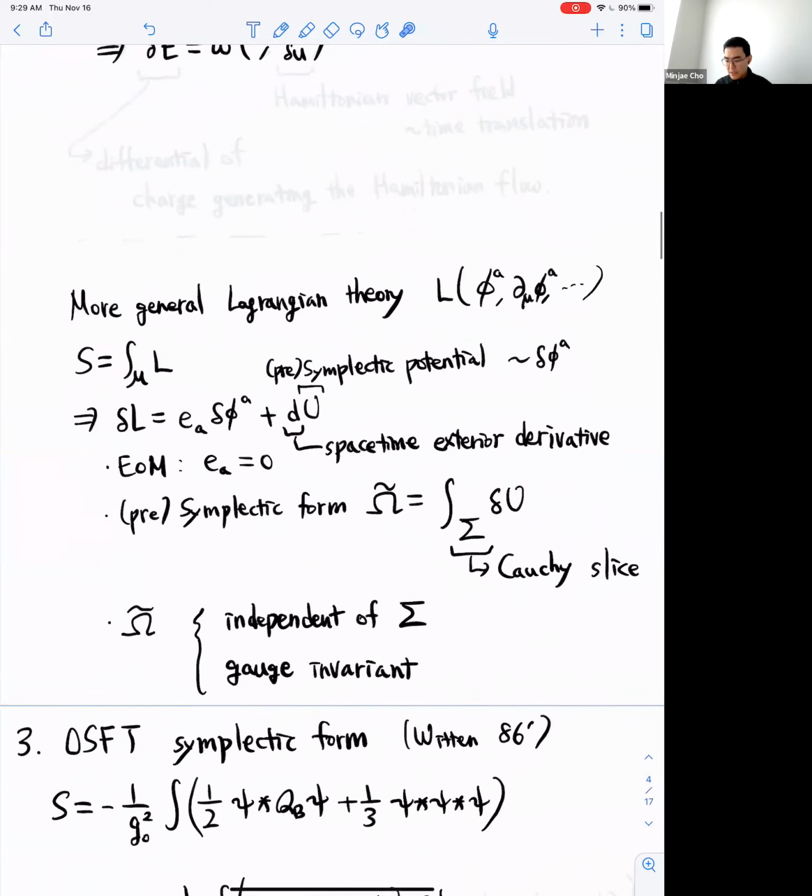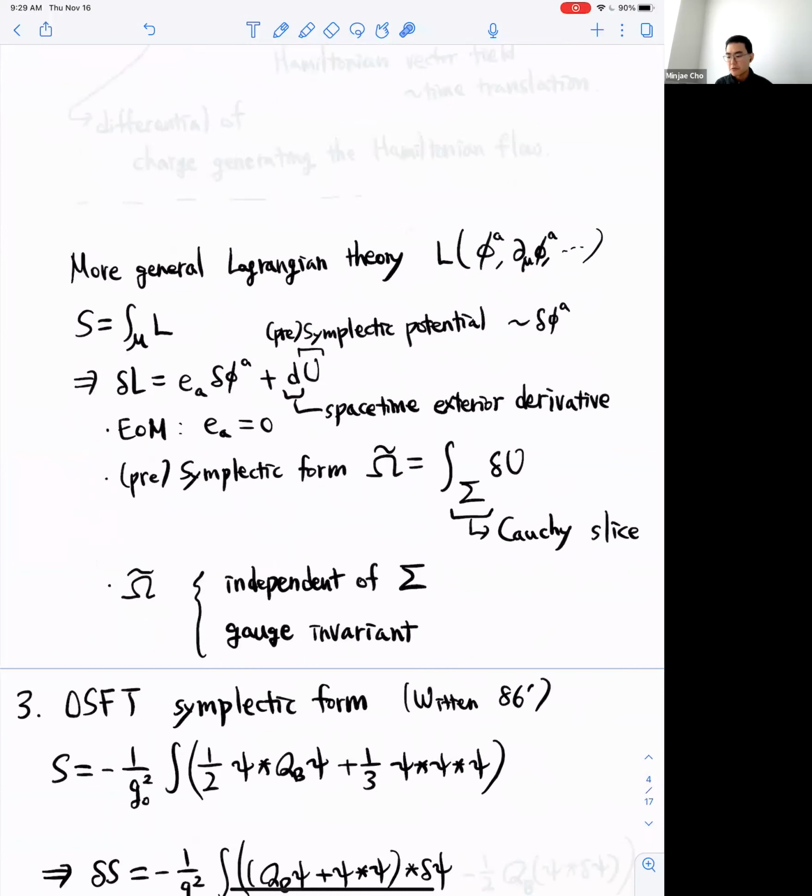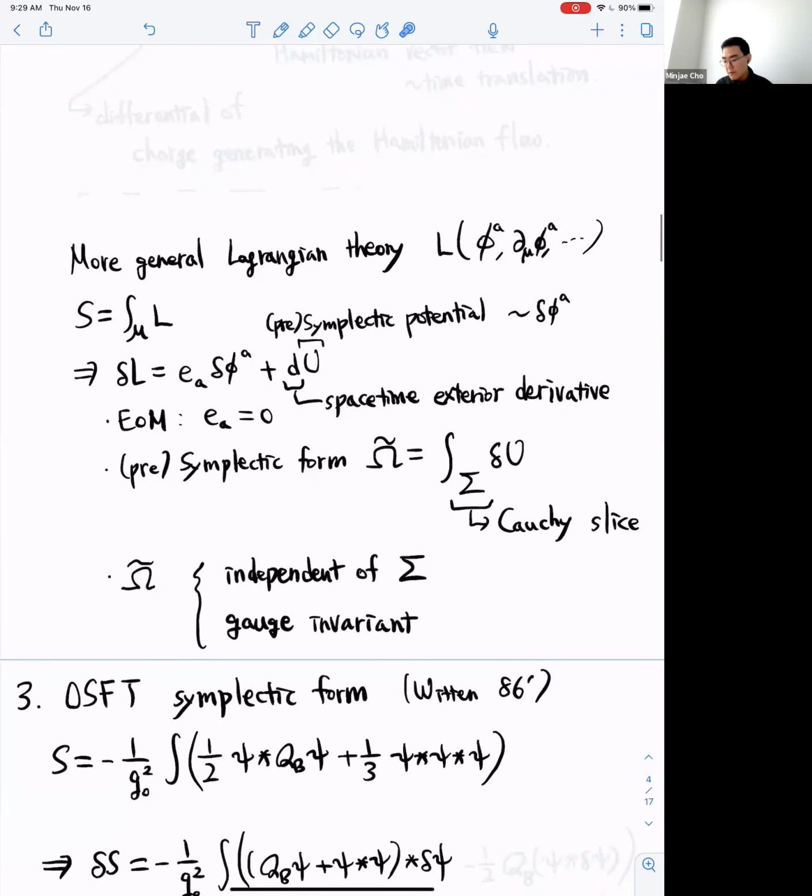So let me briefly mention what happens in more general Lagrangian theory. So consider more general Lagrangian theory. It's a Lagrangian together with a set of fields and their derivatives. And typically we have an action written as a Lagrangian integrated over some space-time manifold N. Okay. And we repeat the exercise that we've already done for the free particle.